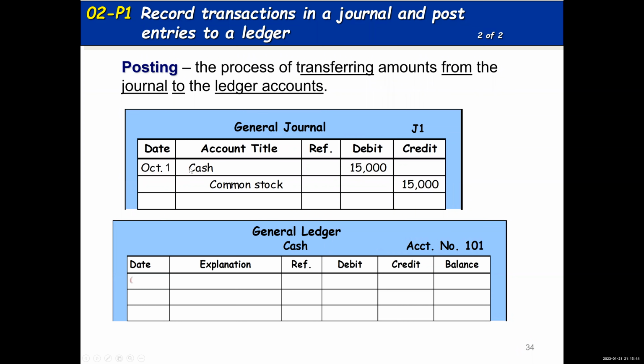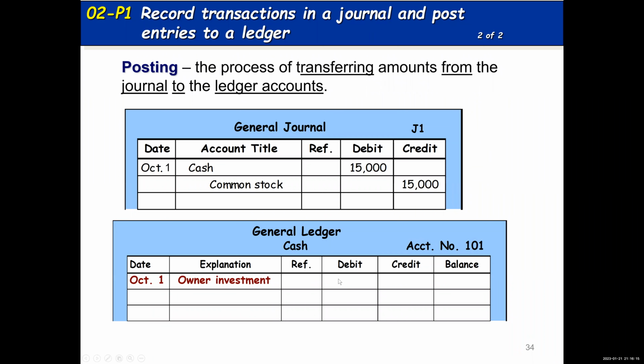How do we start? We're going to start with October 1, and it's a cash account, right? So we're going to make sure we're posting to the cash ledger card. We can put in the explanation, which is owner investment. I would never do that just because it's pretty self-explanatory. I would put it in there if it was an adjusting journal entry or closing entries, but you don't know what that is yet, so don't worry about it.